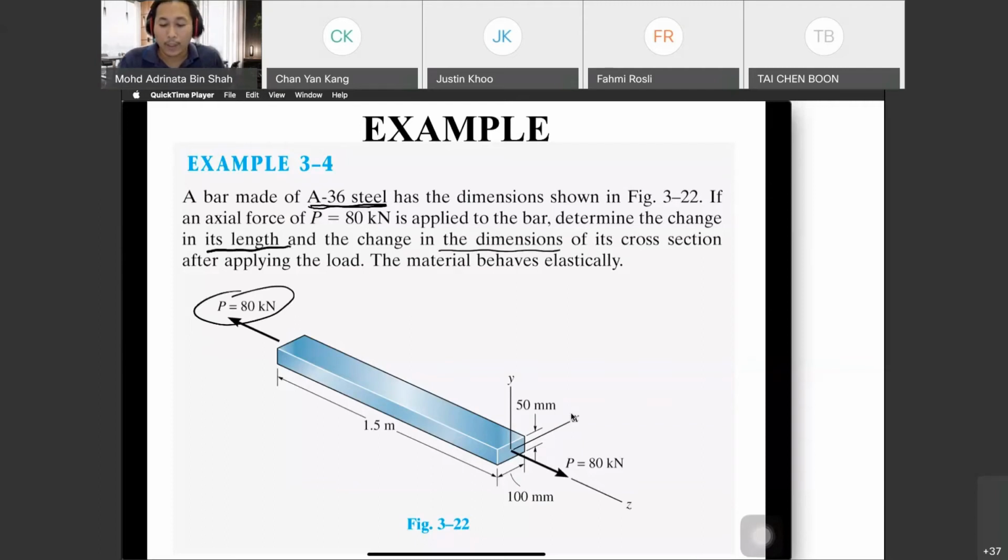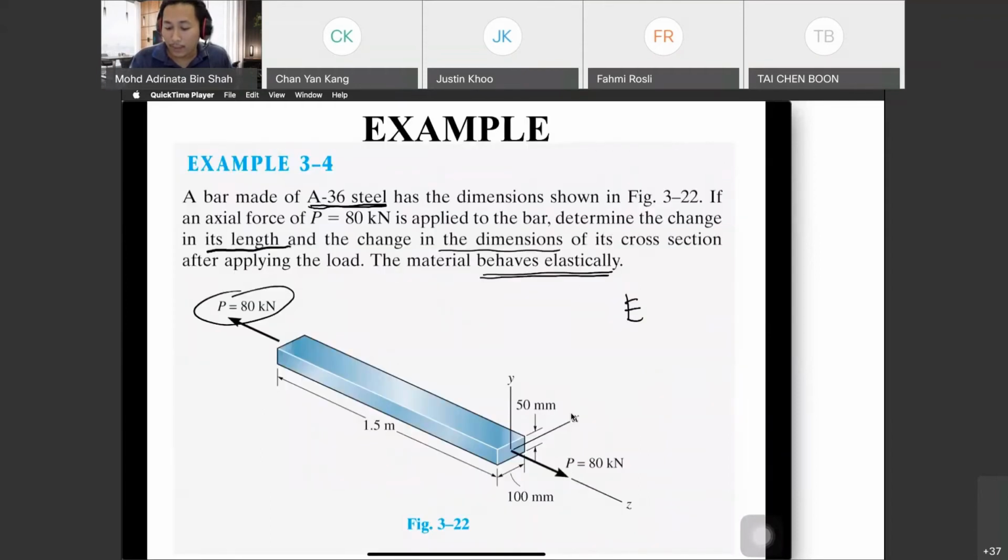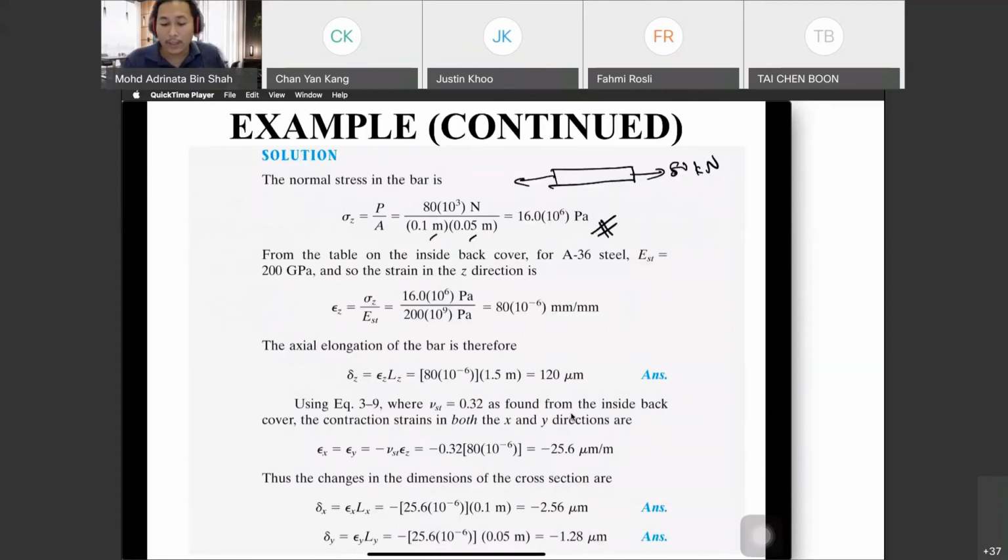From the chapter, the material behaves elastically. So the thing that you need here is E, the modulus of elasticity, where you can find it at the back of the book, in the mechanical properties. The normal stress in the bar, we have 80 kilonewton, and we have a 0.05 meter times 0.1 meter. So that's our A, and we get our stress.